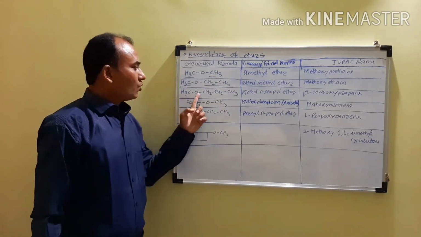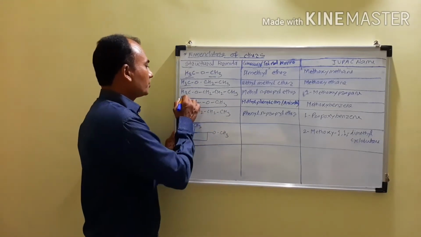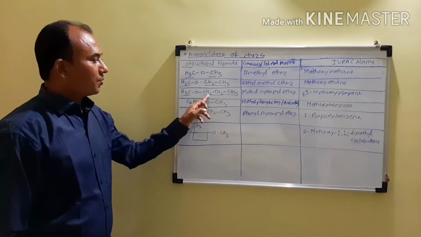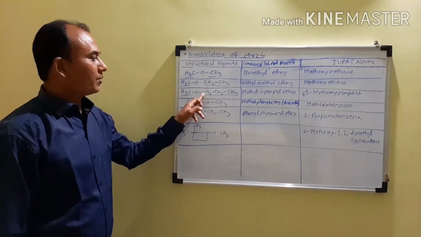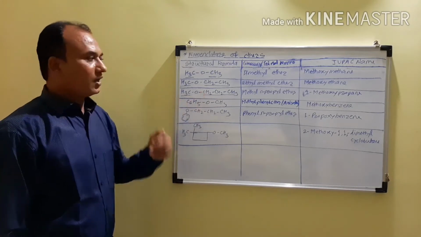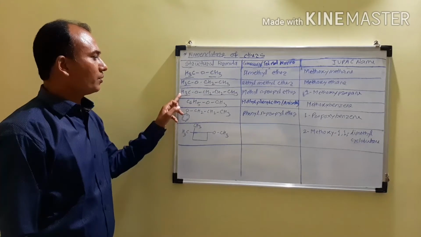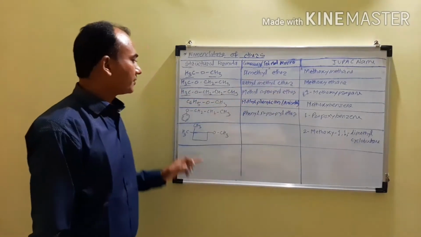Then CH3OCH2CH2CH3. There are also two different alkyl groups. One will be methyl and second will be propyl. But to this propyl group, oxygen is attached to the terminal carbon atom, so it will become n-propyl. Now in the alphabetical order, methyl comes first, so it will become methyl n-propyl ether. Methyl n-propyl ether.